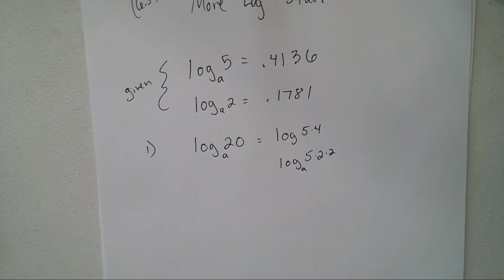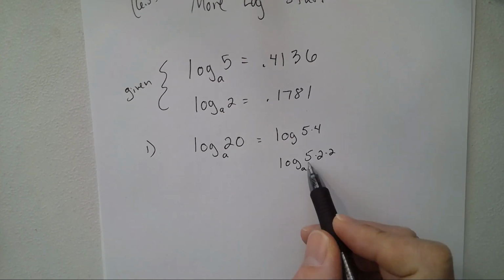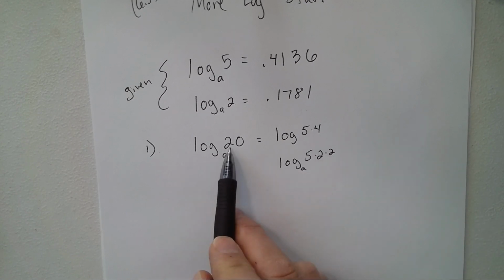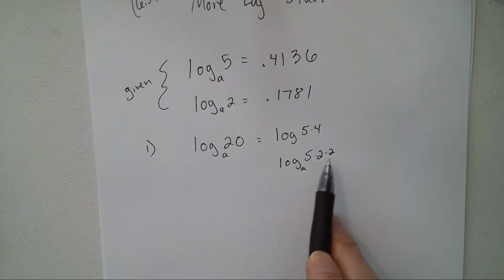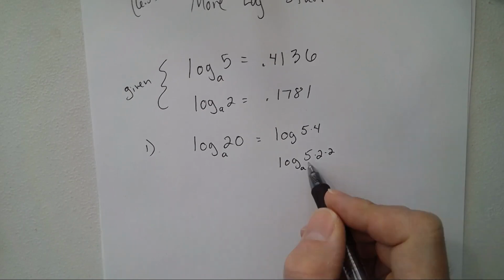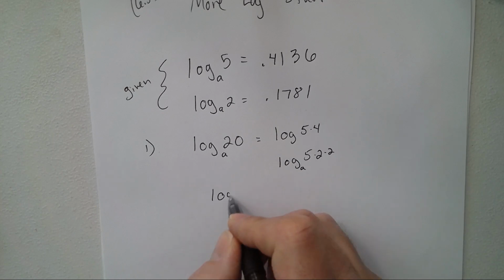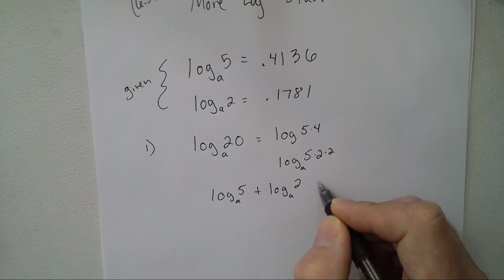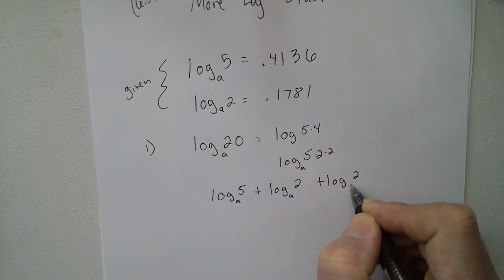So using the product property, we can expand. I did a prime factorization of 20. Made it 5 times 2 times 2. So now I'm going to expand that and say, well, that's the log of 5 plus the log of 2 plus the log of 2 using our product property.